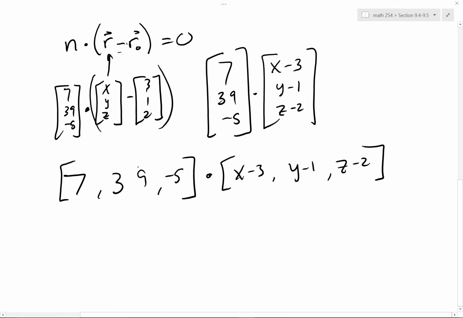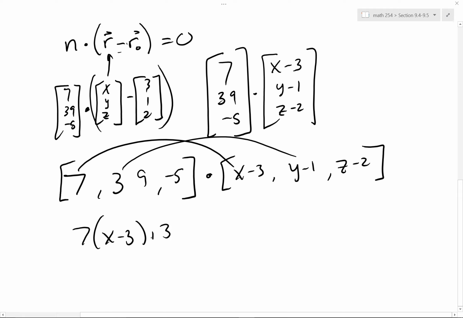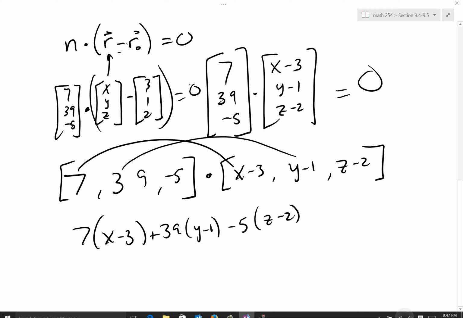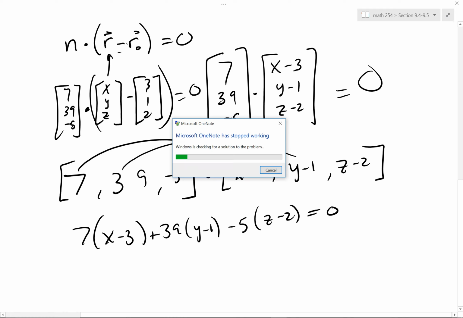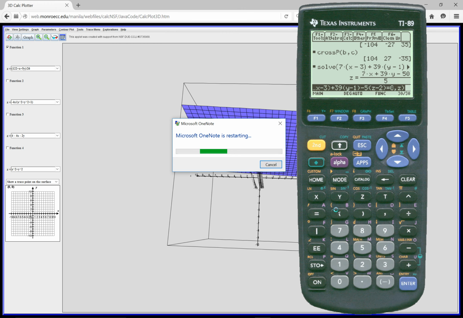And what happens when you dot this? Well, it becomes that times that, this times that, so 39 times y minus 1, minus 5 times z minus 2, again, equals 0. So it's the exact same thing. It's just the vector way of looking at it. Oh, crap.